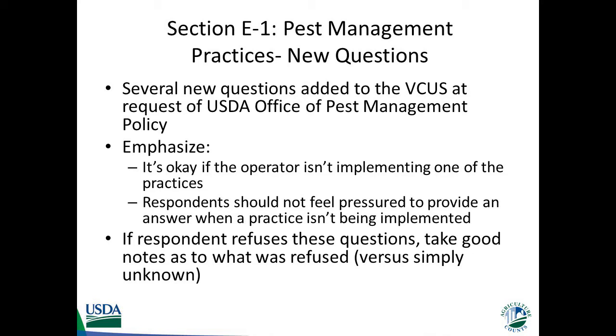Section E1 contains several new questions which were added to the Vegetable Chemical Use Survey at the request of USDA's Office of Pest Management Policy, or OPMP. The OPMP is the agency tasked with understanding grower pest management practices and using that understanding to help support the availability of pest management tools for growers. These questions were first introduced on the 2019 Fruit Chemical Use Survey and the 2019 Wheat Production Practices Report for ARMS 2.